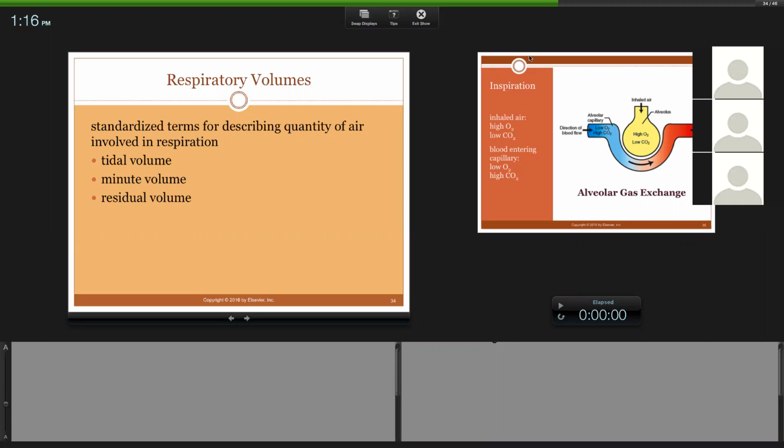And then residual volume you don't have to calculate, but that is the fact that the lungs never completely deflate when they exhale. There's always a little bit of volume left in the lungs. So every patient is going to have a residual volume, which is kind of what is left over.